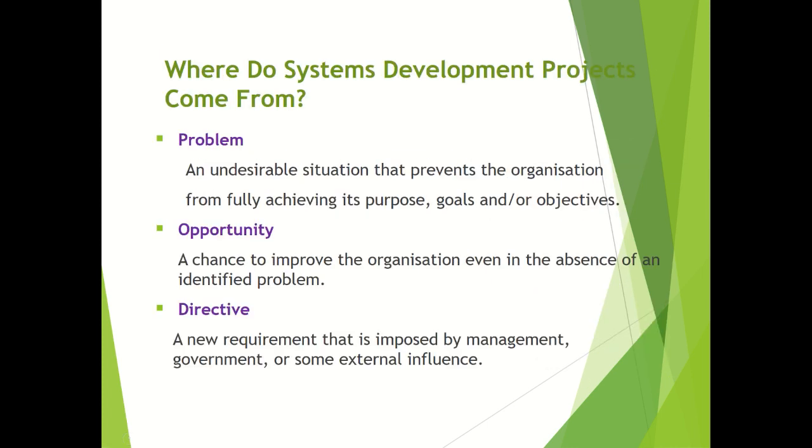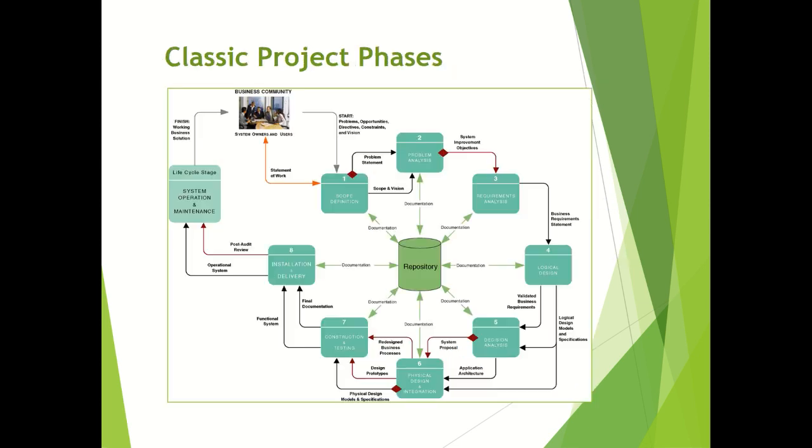Now we need to know, where do system development projects come from? As we have done a small exercise in the last class, the problems are not actually chosen or given to you. The problems, you are actually taking from outside. When you look around, you will get the problems. So it could be any undesirable situation that prevents the organization from fully achieving its purpose, goals or objectives. An opportunity is that if you find a solution for the problem, you can take your company to the next level. And a directive is a requirement that is imposed by the management or some external influence.